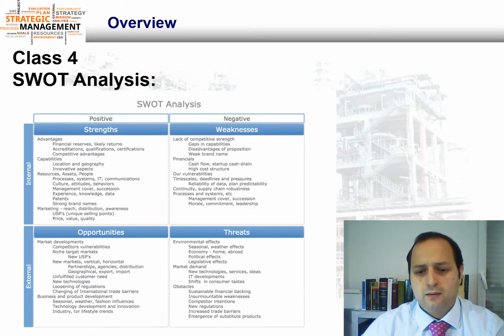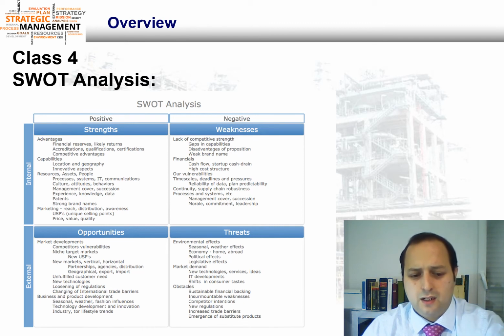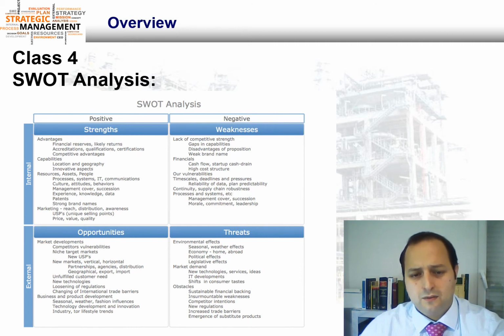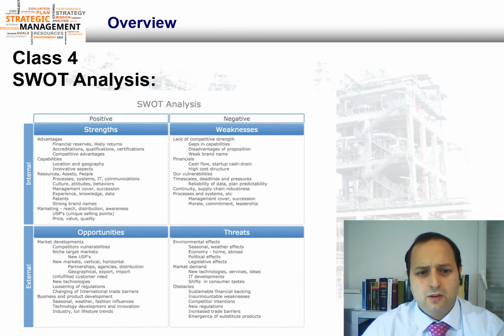And here you can find an example of the things that a SWOT analysis may contain. Of course, it is not a closed list. The list is completely open, and it's going to depend on the company itself, the industry or the sector in which such company is located, and the macro environment: the country or the region in which such company is located.